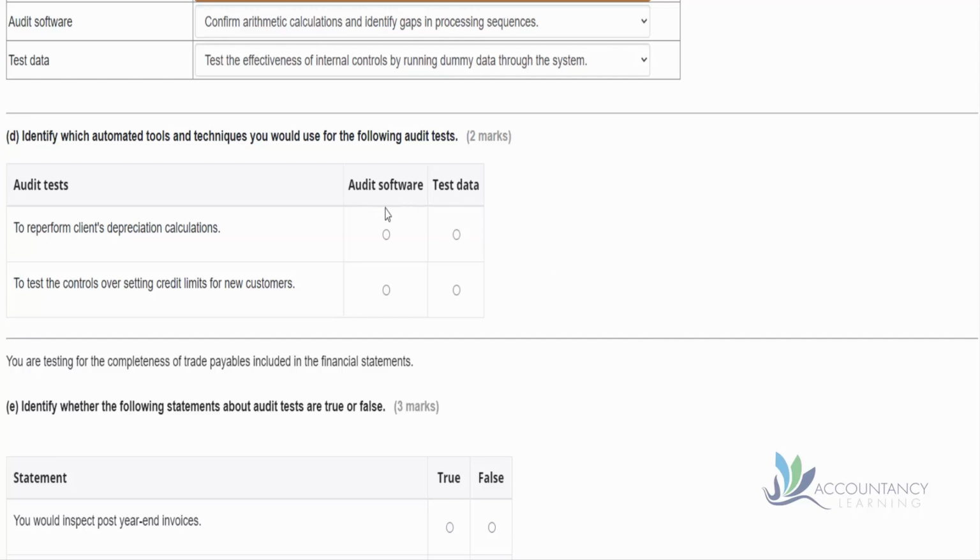Audit software is for substantive testing and test data for test of controls. So here we're trying to substantiate the numbers, so that would be audit software. And the second, we're testing controls, so that's going to be test data.